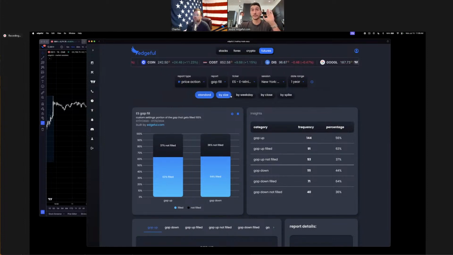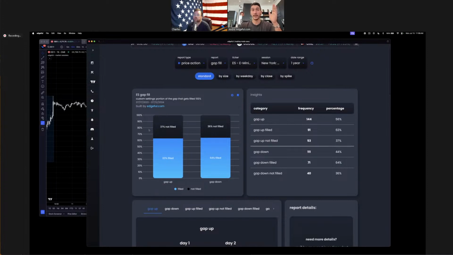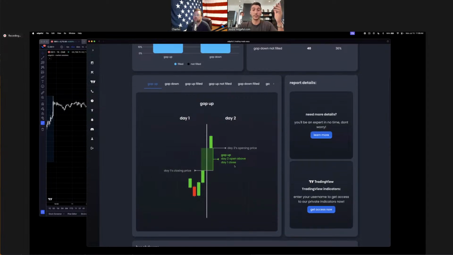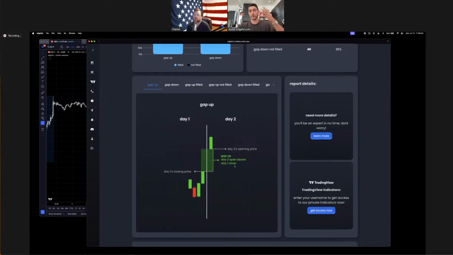If you see these bubbles here, these are just like filters or sub-reports on the report you're looking at. So here, gap fill report. We have the standard by size, by weekday, etc. We always have a visual representation of the report, always a table representation. We have these explainer graphs. If you're not sure what a gap fill is or whatever the report that we're showing you is, you just go to these explainer graphs.